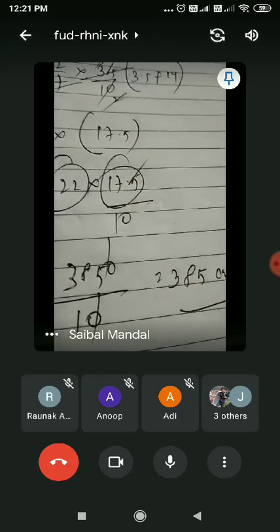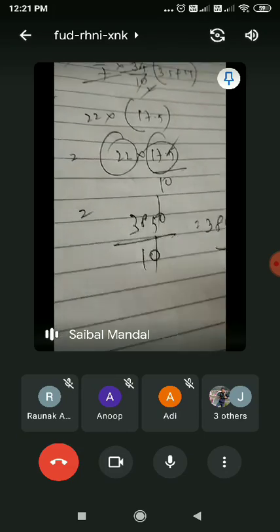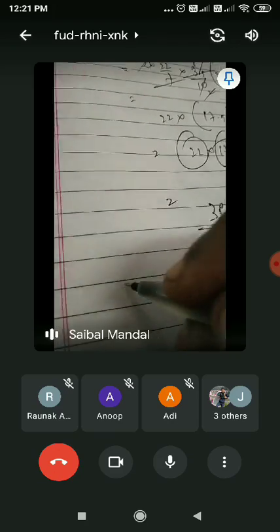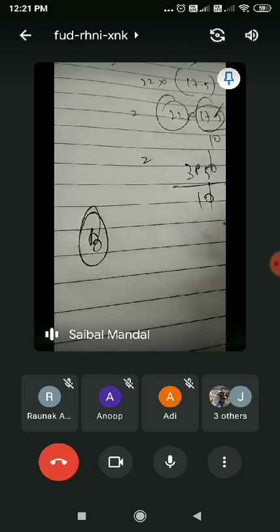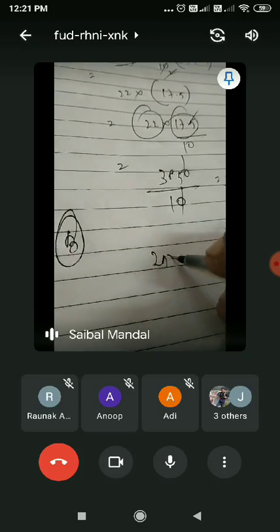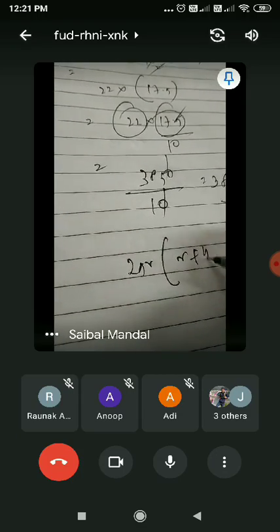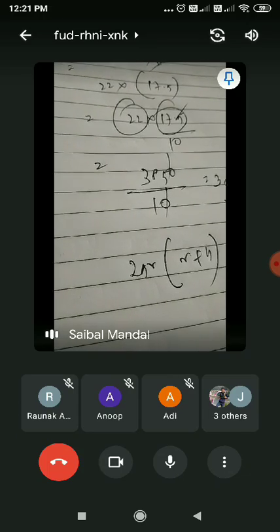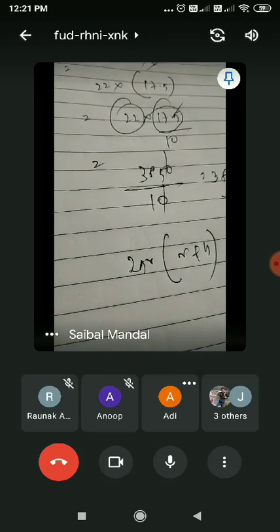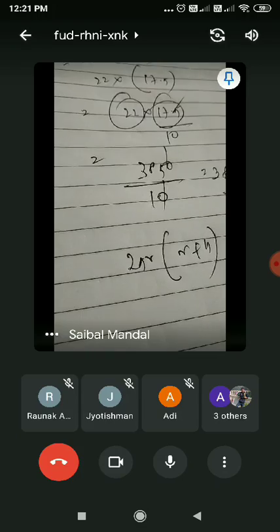Now, the second part of this figure, for figure number B, again the same formula is to be utilized. 2 pi r into r plus h. Yes or no, children? Yes, sir. Okay, all right.